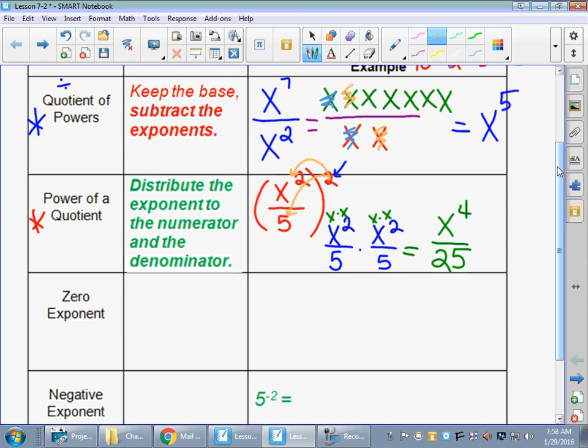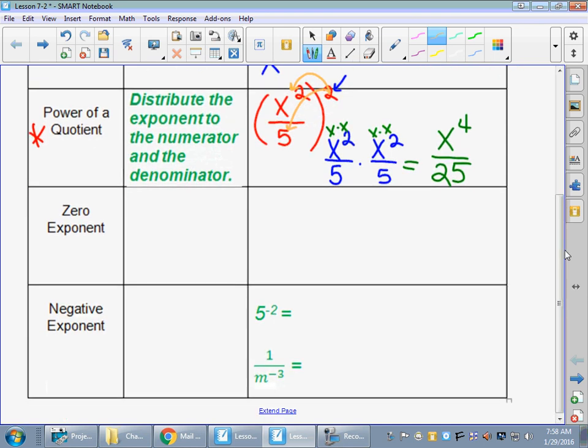Next property is zero exponent. This one happens to be my favorite. I'm going to do the shortcut first because there really isn't anything to know besides anything, I used an A, to the 0 power is always equal to 1. It's a trick problem. I'm going to throw it in there, people, and I'm going to see if you're paying attention. Anything to the 0 power is 1.